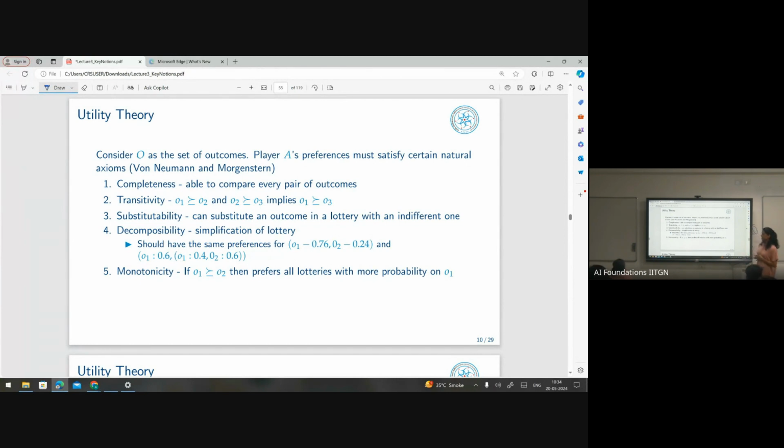Then there is this axiom of monotonicity. If the agent prefers the outcome O1 over O2, then the agent must prefer all the lotteries that assign more probability to O1. So that's the idea of monotonicity. If I like something better, then I like more of it.